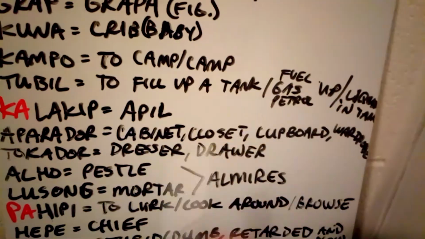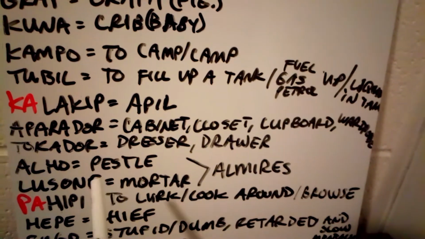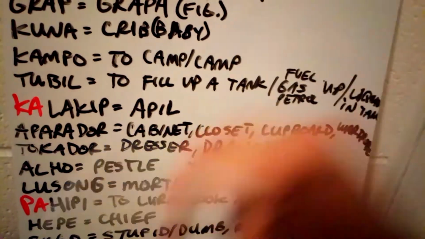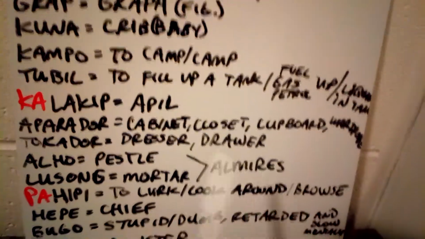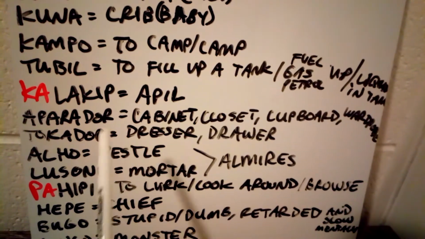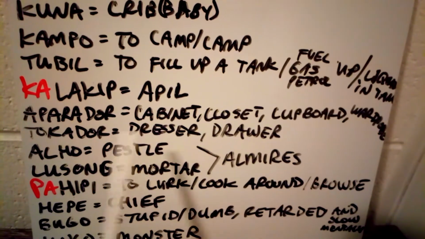If it opens outward, that you're pulling out and it opens outward, then it's an aparador. But if it's a tocador, if you can pull it out, like a dresser or a drawer, and then you can put things inside what you pulled out, right? They're both storage, but it just depends on what kind. So think of it that way.